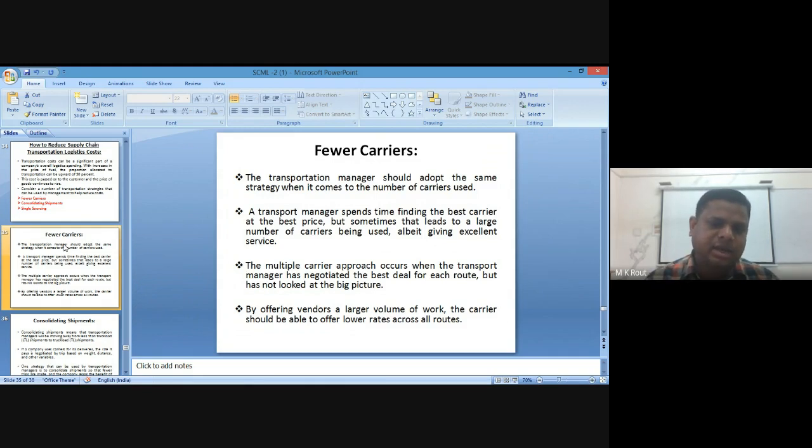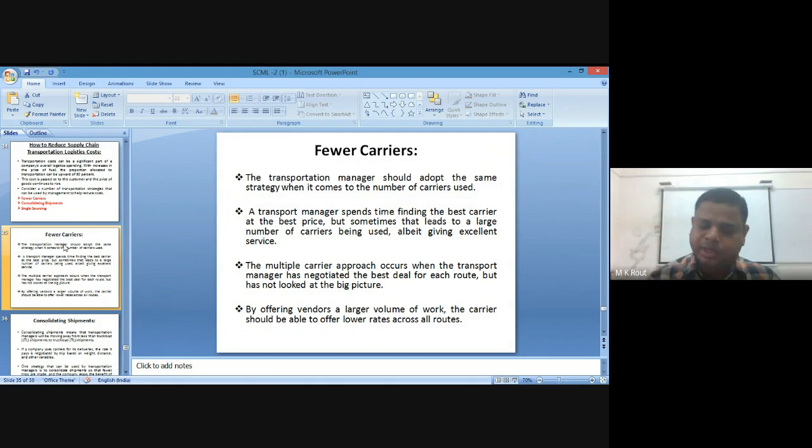In that case, if you go for a larger volume of work with fewer carriers, the carrier service provider agency will provide a huge amount of discount whenever you go for pricing negotiations, and they also provide the offer of lower rates across all routes. The same thing happens in your industry also.